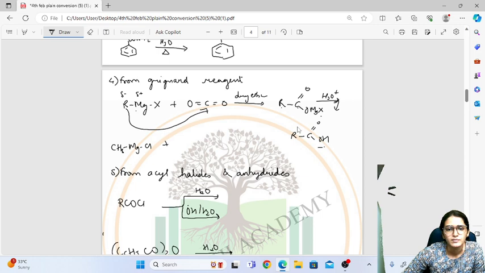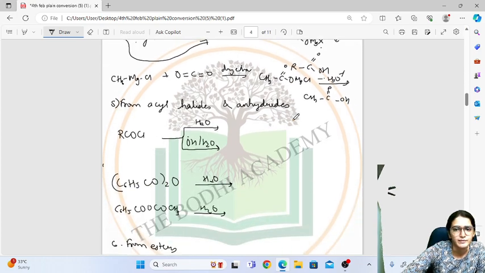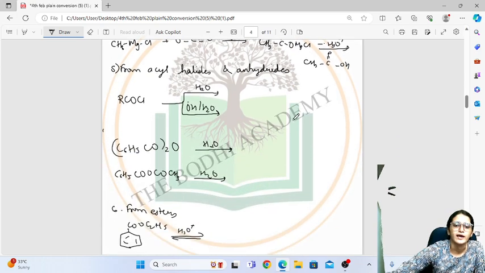So if I take the example of CH3MgCl plus OCO, that is carbon dioxide, in presence of dry ether, I will get CH3 C double bond O OMgCl. In presence of H3O plus, we will get CH3 C double bond O OH, that is ethanoic acid. Okay, this is a simple method of preparing acid from Grignard reagent.